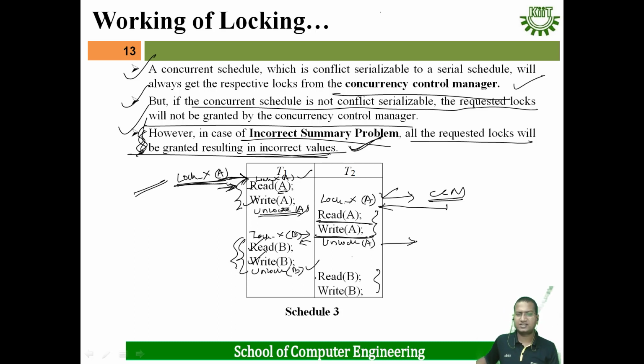Then again the T2 transaction wants to execute the read and write operation on B. Before that, it has to send a request for a lock on this data item B to the concurrency control manager. That means it will request a lock X on B. This is an exclusive lock because it has to read and write.